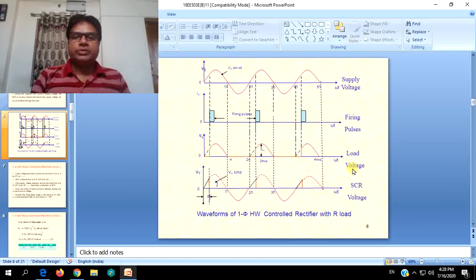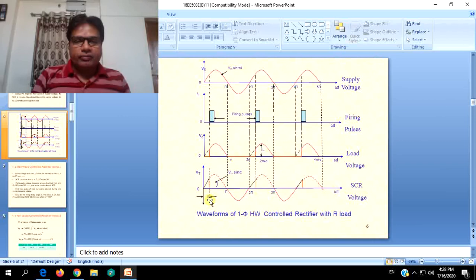These are the waveforms of various parameters which we have to understand and discuss. The first one is the main supply voltage, the source voltage, which is a sinusoidal AC. The positive half cycle is from 0 to pi and the negative is from pi to 2 pi, and it continues. It is given by Vm sin omega t. And the other one is the load voltage, which is shown in this red curve.